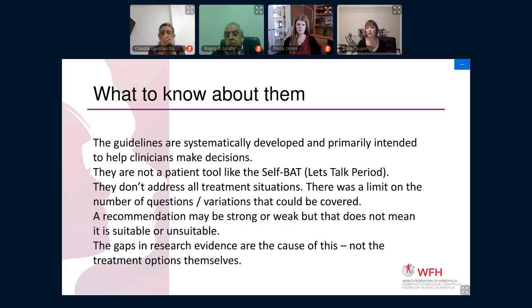The guidelines don't address all treatment situations. There was a limit on the number of questions and variations that could be covered. So there was, as Paula discussed, an extensive prioritisation activity to choose the questions with the survey as well.